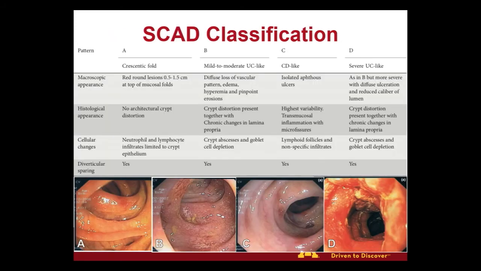There's been a good amount of research into how to classify this and what the findings are. There are 4 types of SCAD which have been described, A, B, C, D. A is just on folds, you have small little areas of inflammation. B and D are ulcerative colitis-like. D is just a more severe version. And C is more Crohn's-like with isolated aphthous ulcers. You can see histologically, the findings are very similar to what you'd find in ulcerative colitis and Crohn's disease, and all of these have diverticular sparing, although in D it may be hard to see those diverticular sparing just because of the severity of disease.